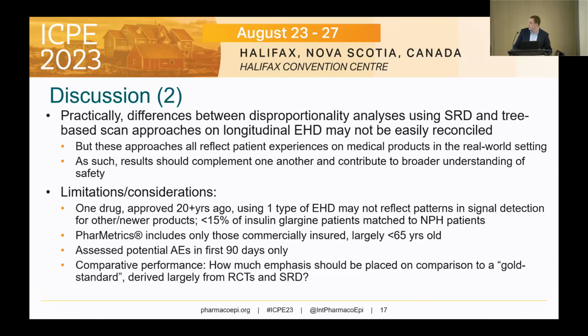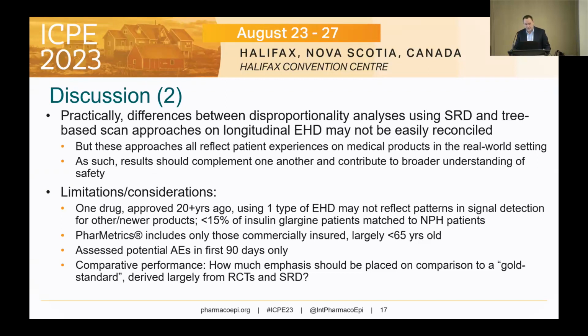But it is important to keep in mind that all of these approaches do reflect patient experiences on medical products in the real world setting. And as a result, in our view, these methods and results should complement one another and contribute to our broader understanding of a product's evolving safety profile. So important limitations here.